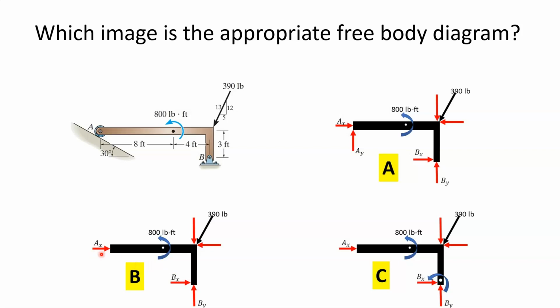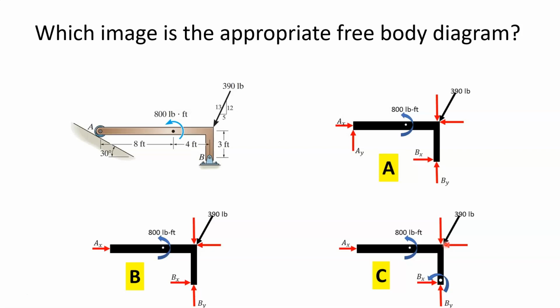You've got a reaction here at A, which is only showing a reaction in the X direction. And when you look at C, again, you've got another reaction in the X direction. You've got a B with an X and Y component, and you've got a moment coupling happening at B. And you've got an X and Y component here at the 390 pound load. So there are differences between these, and they're pretty substantial differences as far as showing the appropriate free body diagram.